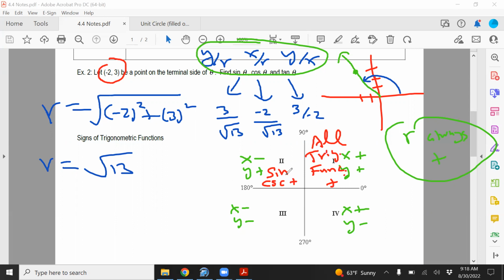Now let's think about this one. In the second quadrant, only sine and cosecant are positive. Why? Because sine is Y over R. Y is positive in the second quadrant. X is negative. If X is negative, my cosine is negative, my tangent is negative. However, if Y is positive, that's why sine is positive. Cosecant is just flipped over. Flip something over, it doesn't change sign.